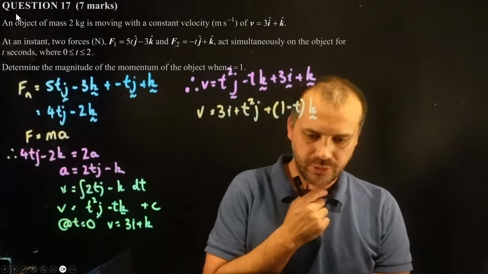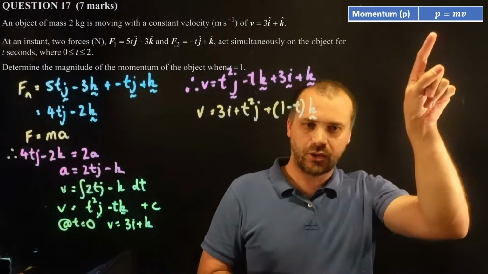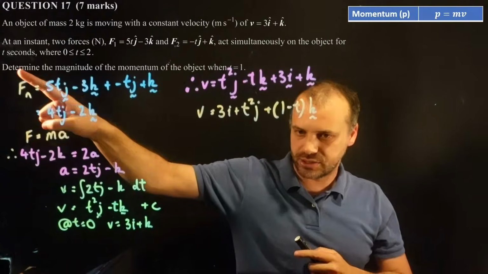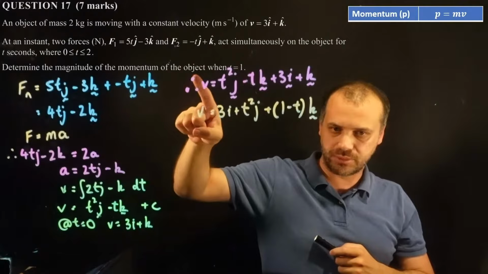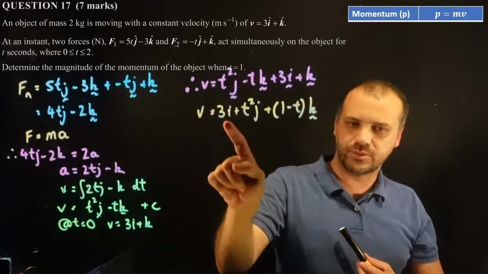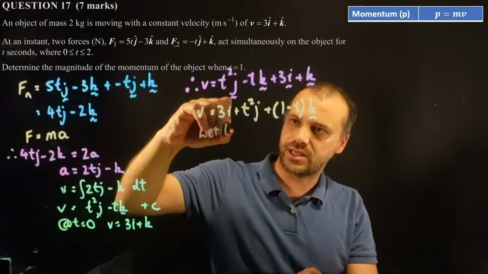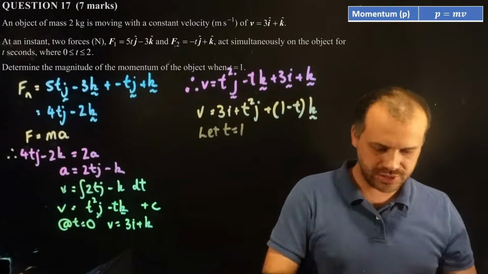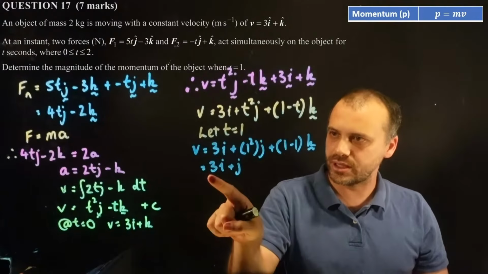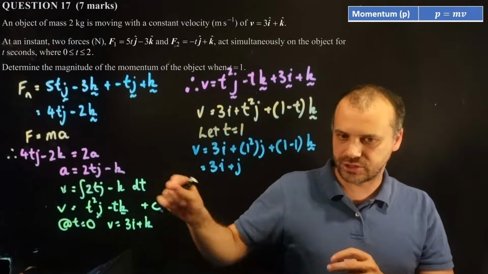Now, you would have already seen it earlier because one of my transitions was off, but momentum equals, or P equals mv. So momentum equals mass times velocity. And it's asking us to determine the magnitude of the momentum of the object at t equals 1. Now, we can put t equals 1 directly into my velocity. And in fact, I think I will do that. So let's let t equal 1 and let's find the velocity at that time. Subbing 1 in here and 1 in here, that k, we get 0k. So we end up with just 3i and 1j. So that's the velocity at time equals 1.